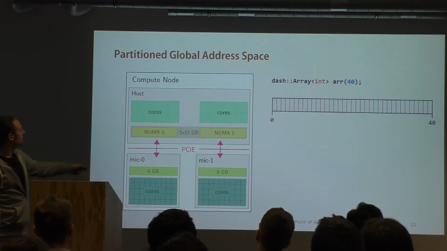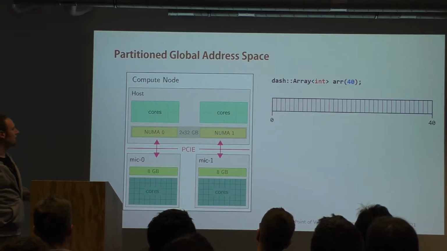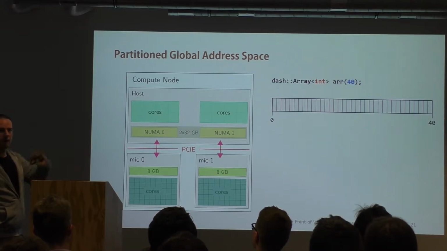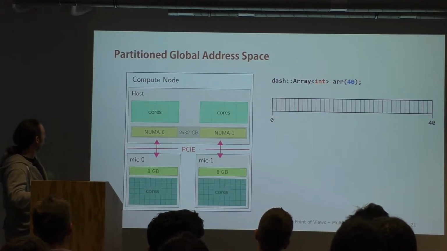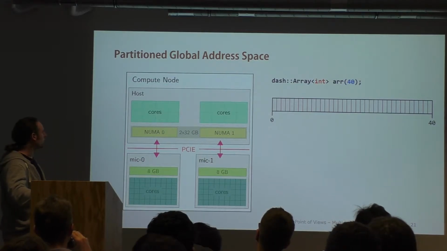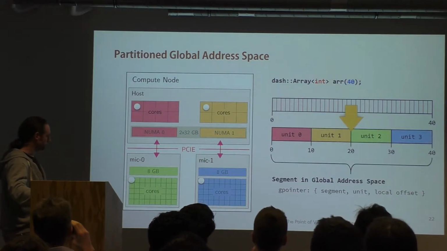So let's see what we do. Say we want to distribute an array, so a one-dimensional sequence with a fixed size, and just imagine this 40 is a stand-in for a really, really huge number, like 40 gigabyte or something. And we want to distribute it on this machine. So what this does would be this.